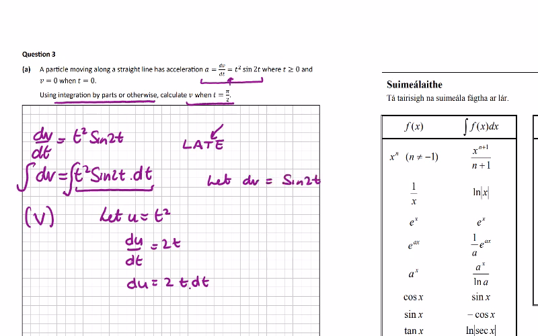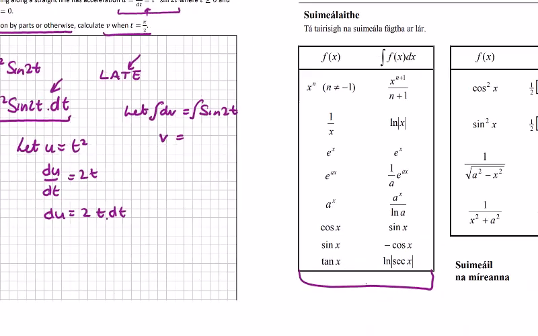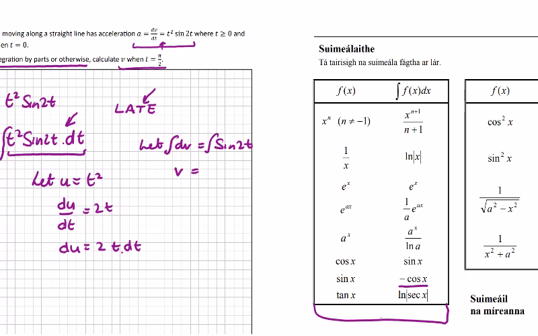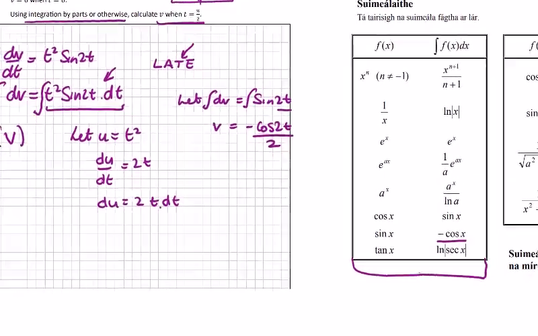And if we integrate dv, we get v. Different v than the one on the left. We're kind of just simplifying this one. So v is equal to, if we integrate sine, what do we get if we integrate sine? We get minus cos. So we're going to get minus cos 2t over 2, 1 over the differentiated angle. So that's v, and we have du.